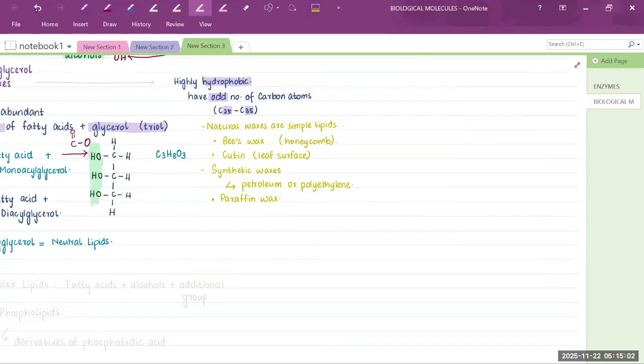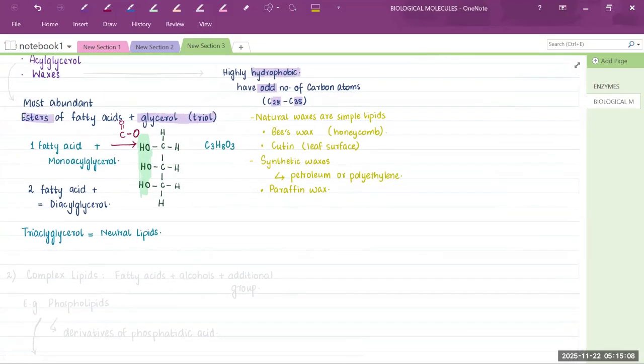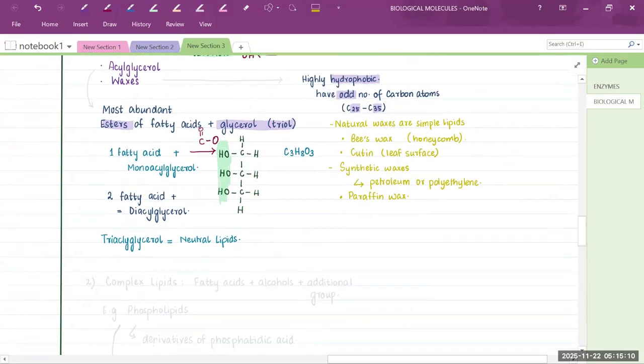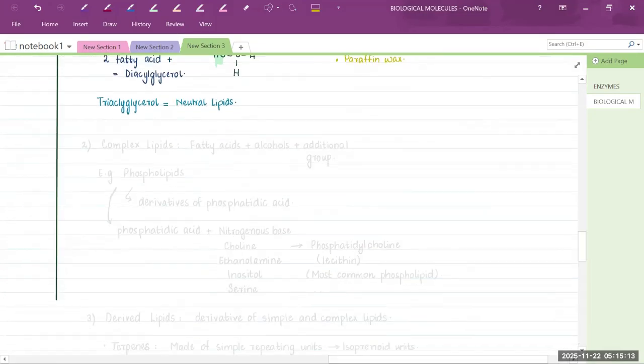And also we have synthetic waxes. They are derived from petroleum or polyethylene, and the examples include paraffin wax. That's all you need to know about simple lipids and their examples.